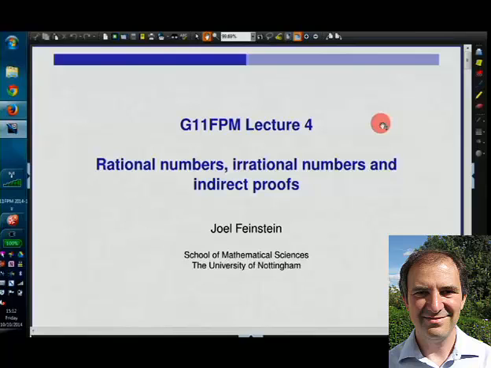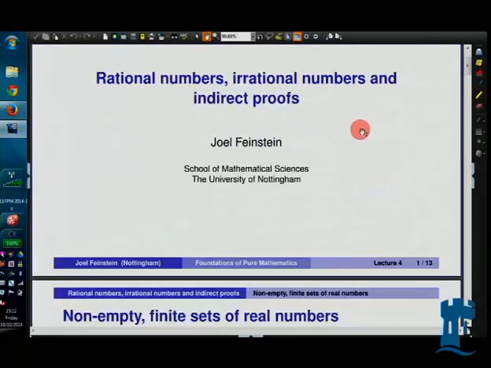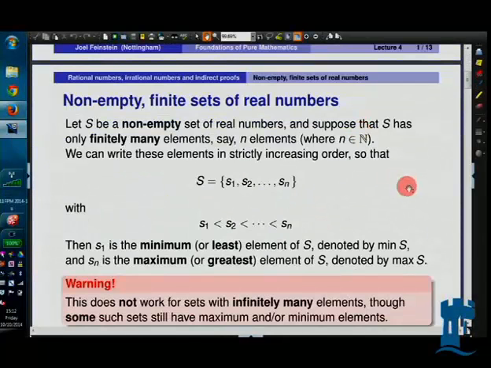Okay, so this is lecture 4, Foundations of Pure Mathematics, and we're going to have some indirect proofs today. So let's see how these work. First, we're going to need a bit of notation and definition again.